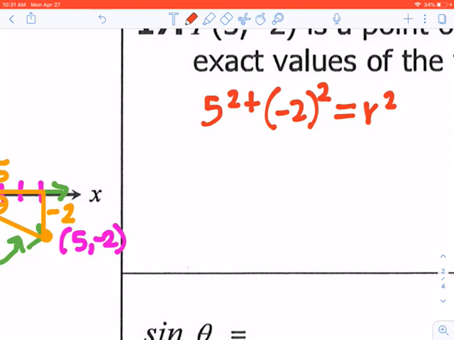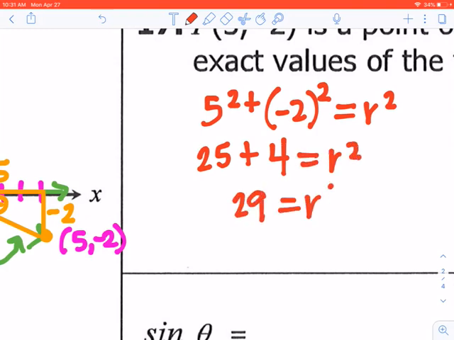Okay, so 5 squared is 25. Negative 2 squared is going to be positive 4. This will always be positive when you square it. Always, always. Negative 2 times negative 2 is positive 4. And that equals r squared. So that's 29 is equal to r squared. And when I square root both sides, I get root 29 is equal to r.